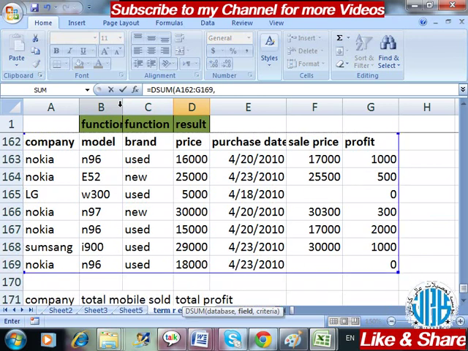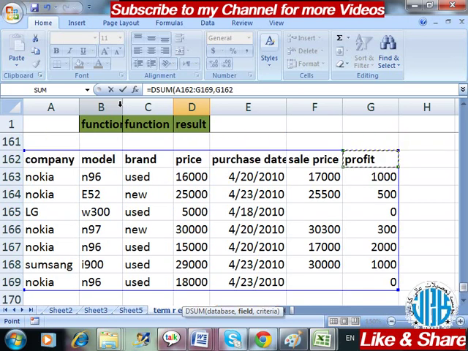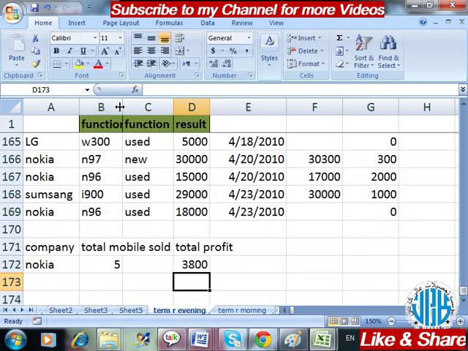Okay, comma, field. Which field is going to be summed? Profit. I want to sum profit. And the criteria is what? Company Nokia. So 3,800 rupees I have earned on Nokia mobiles. Right now I'm going to change it to LG.